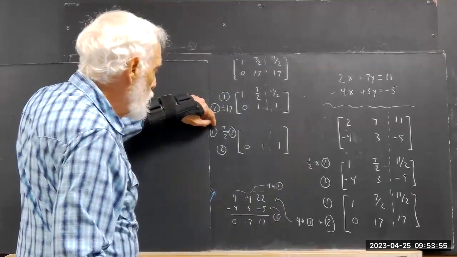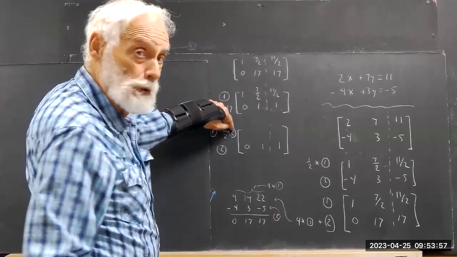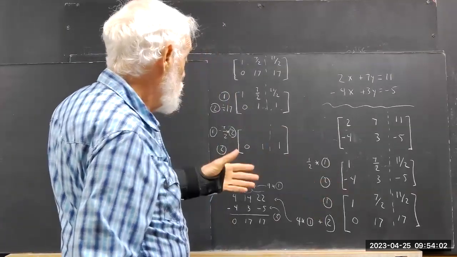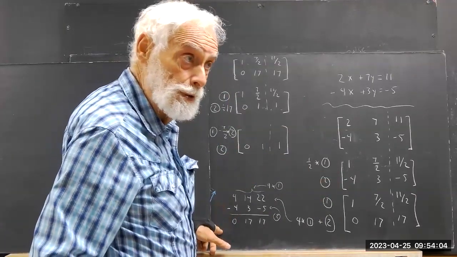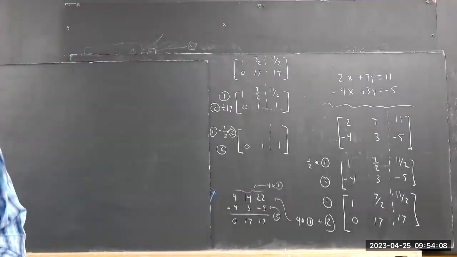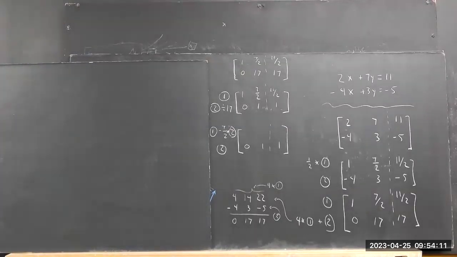It says take row 1 and subtract 7/2 of row 2. Now you might want to write out the details off to the side, kind of the way I did here. Let's see what you get if you subtract 7/2 of row 2 from row 1.